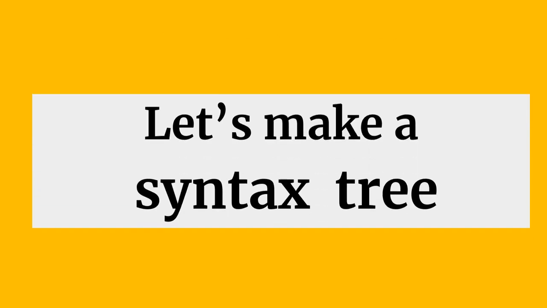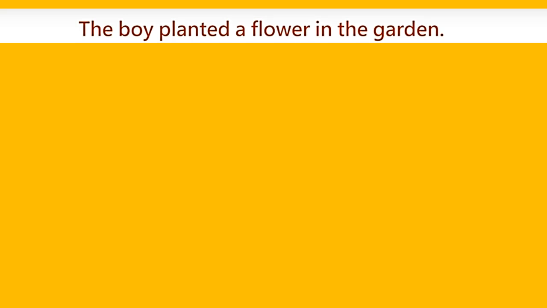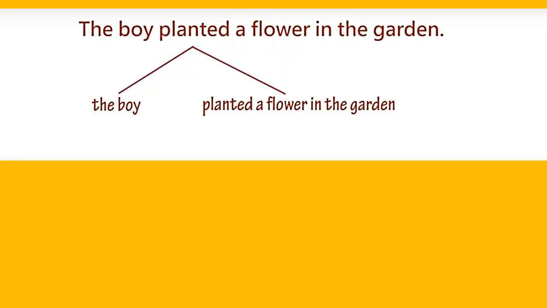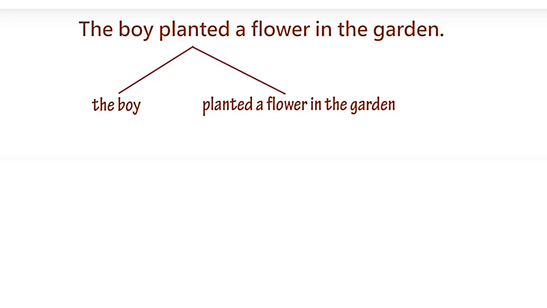Okay, let's make a syntax tree. Are you familiar with syntax tree? If not yet, let's know about it. The boy planted a flower in the garden. So this is a meaningful way of dividing the sentence into constituents, in a sense that I cannot do two branches and say the boy planted a flower in the garden. But I can divide the sentence: the boy, planted a flower in the garden.